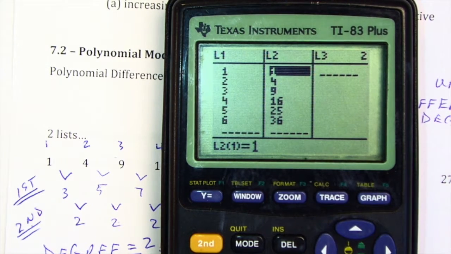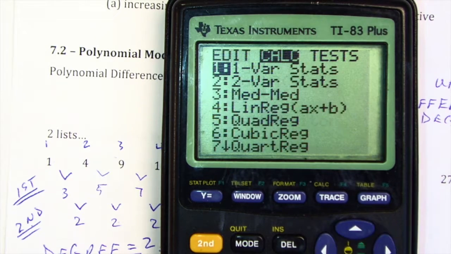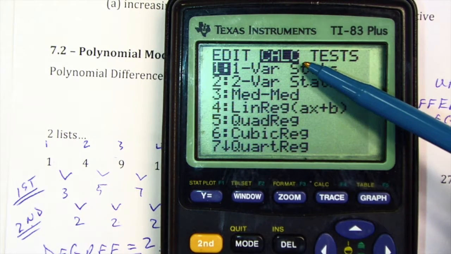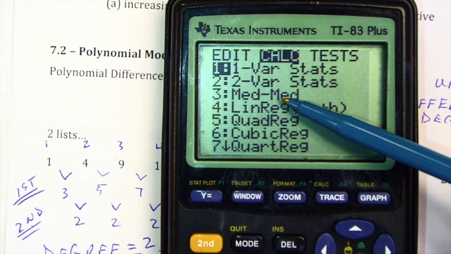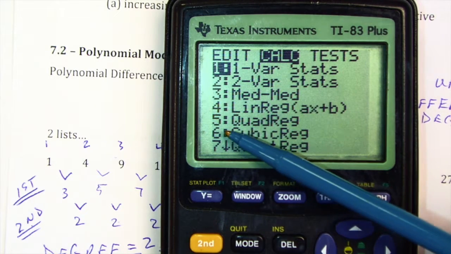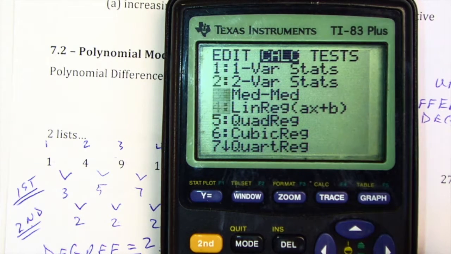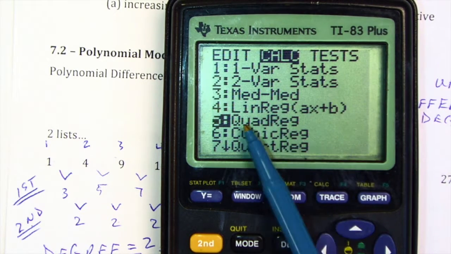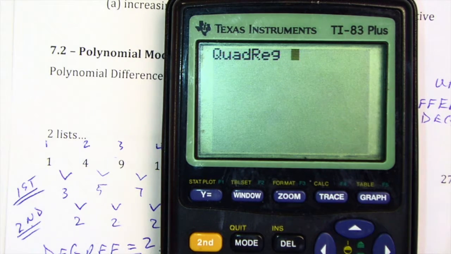After I have them in my list, I'm going to hit stat, and go over to calc, and now you have to pick which type of an equation it is. Well, because I said that the second difference gave me a constant difference, that means it's a power 2, so I'm going to choose option number 5, which is a quadratic regression. I know the equation is quadratic because of the second difference. I hit enter. Depending on your calculator, you might have a different looking menu here, but I hit enter again.